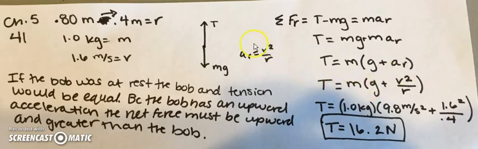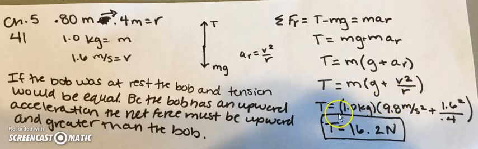So a_r, as you can see here, radial acceleration is equal to velocity squared over r. So you plug that in because you have velocity given. It's also equal to omega squared r, but since we don't have an omega, we don't use that one. So we come over here, T is equal to mass times gravity plus radial acceleration, or velocity squared over r.